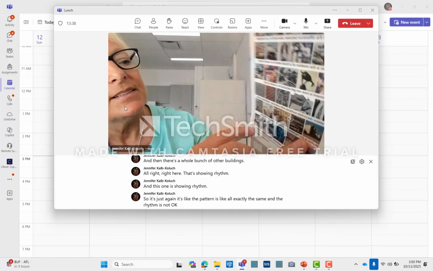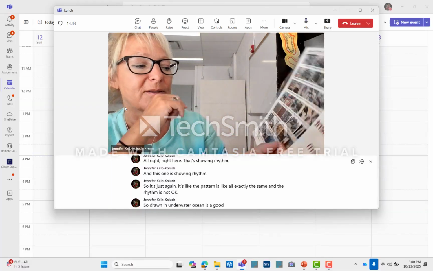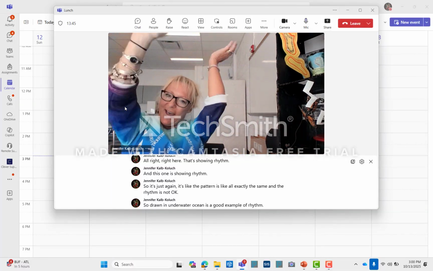Okay, so drawing an underwater ocean is a good example of rhythm. And the crowd goes wild.